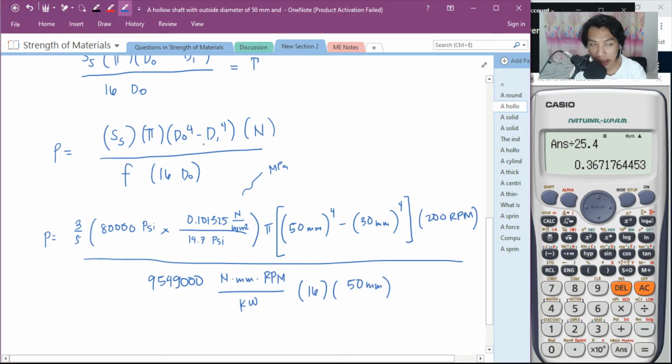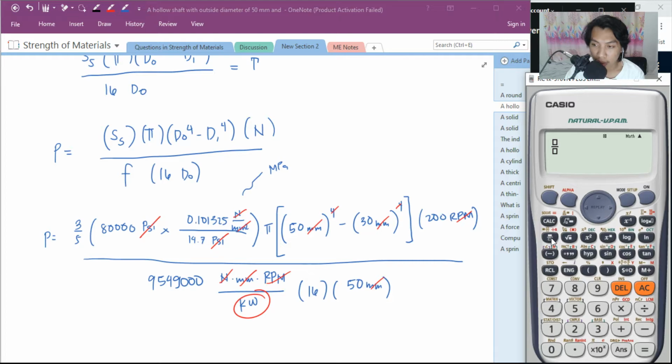Now, let us cancel all the same units. Yung PSI, PSI, Newton, Newton, yung millimeter dito, magiging cube. Ito, millimeter to the fourth, nasa baba na, cancel na ito, cancel yan, cancel yan, cancel yan. RPM, RPM. So, ano tira is kilowatt. Okay, let us solve. Mahaba lang talaga siya. All you gotta do is to understand the problem first.